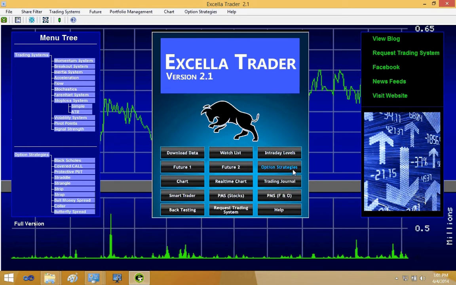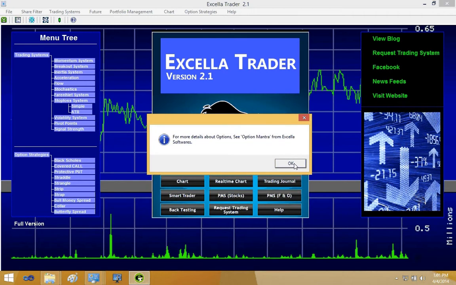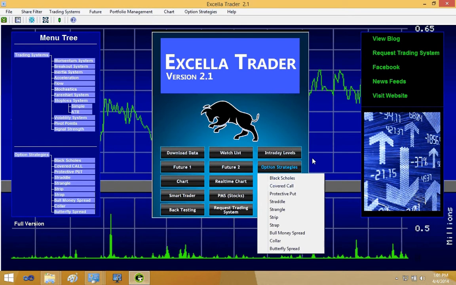Here are the option strategies. Option strategies will be detailed in another software called Option Mantra, which will be given free of cost with the 1 year license. We will discuss Option Mantra in detail in a later chapter.